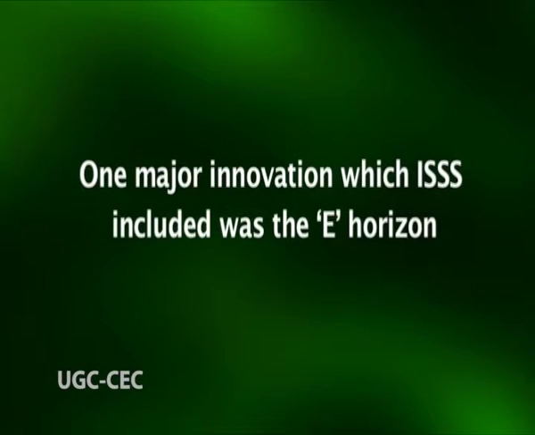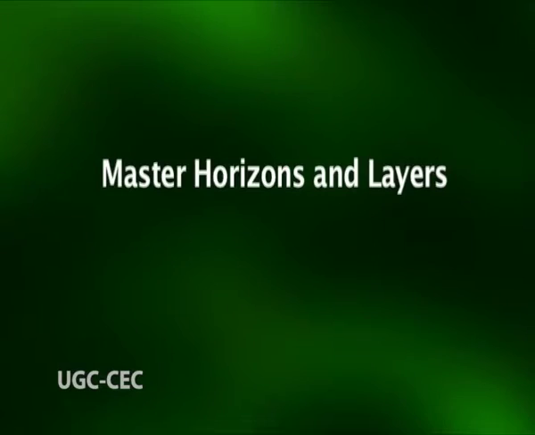One major innovation which ISSS included was the E horizon. The US Soil Survey staff in 1981 produced a soil survey manual in which the O, A, E, B, C and R master horizons are used. Now we discuss these master horizons and layers.